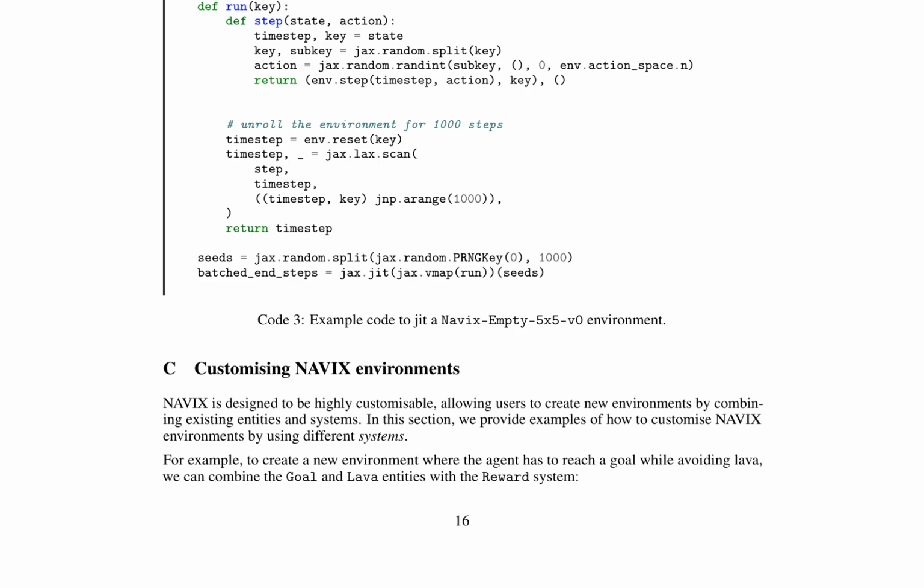Finally, the paper highlights the customizability of NAVIX environments, showcasing how users can create new environments by combining existing entities and systems. An example is given where the agent must reach a goal while avoiding lava, combining the goal and lava entities with the reward system. This flexibility makes NAVIX a versatile tool for researchers and developers working on various AI and machine learning projects.